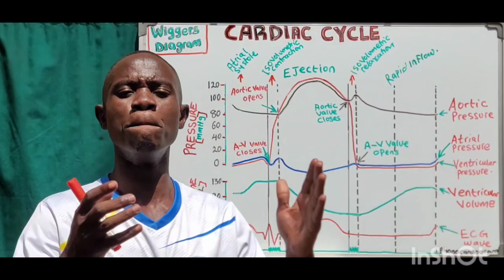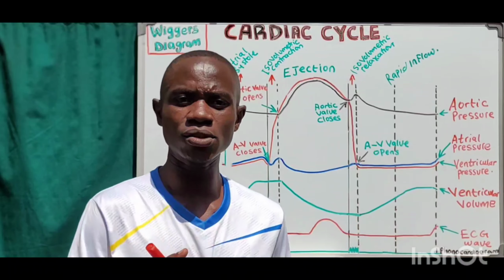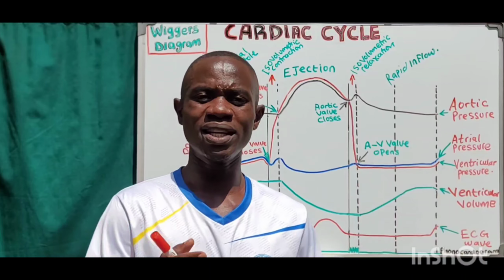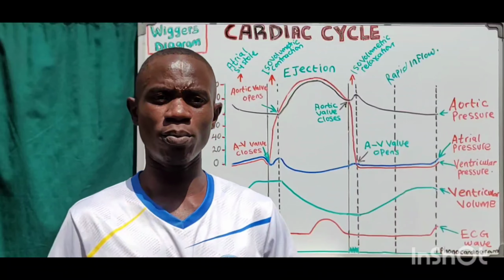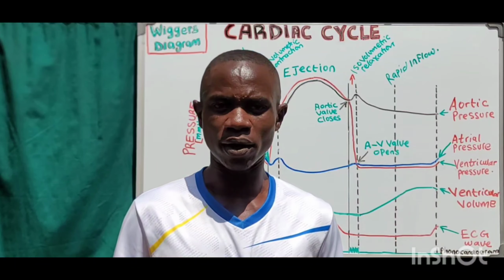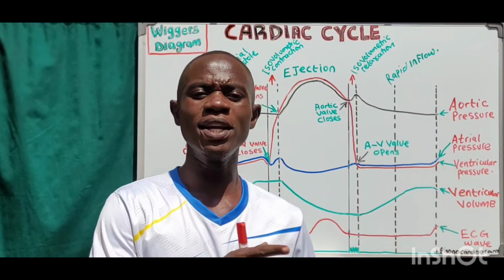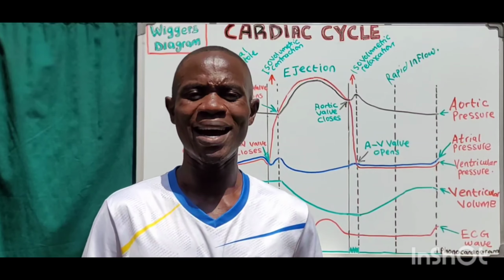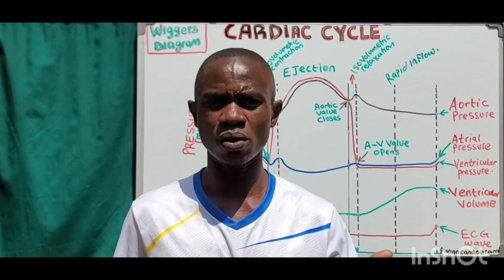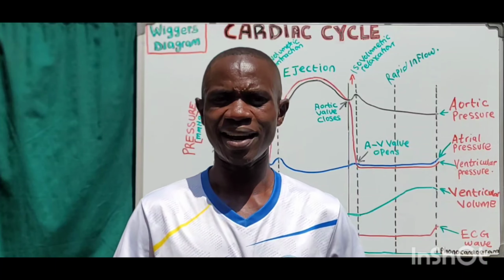We said that we have what we call mid to late ventricular diastole, which was the first phase. Then we said that the second phase was what we call isovolumetric contraction, okay? And then the third one was what we call mid to late ventricular contraction, and then the last one was what we call isovolumetric ventricular relaxation, okay?